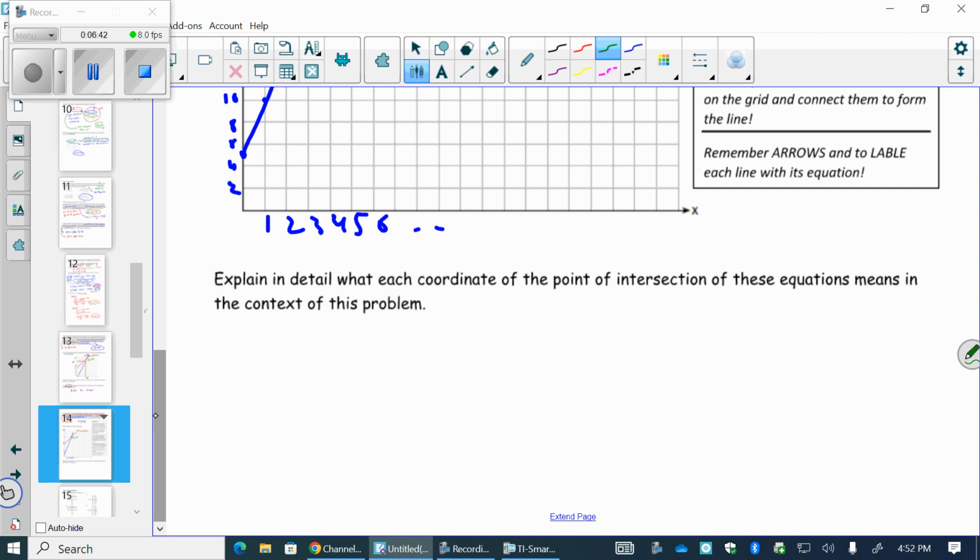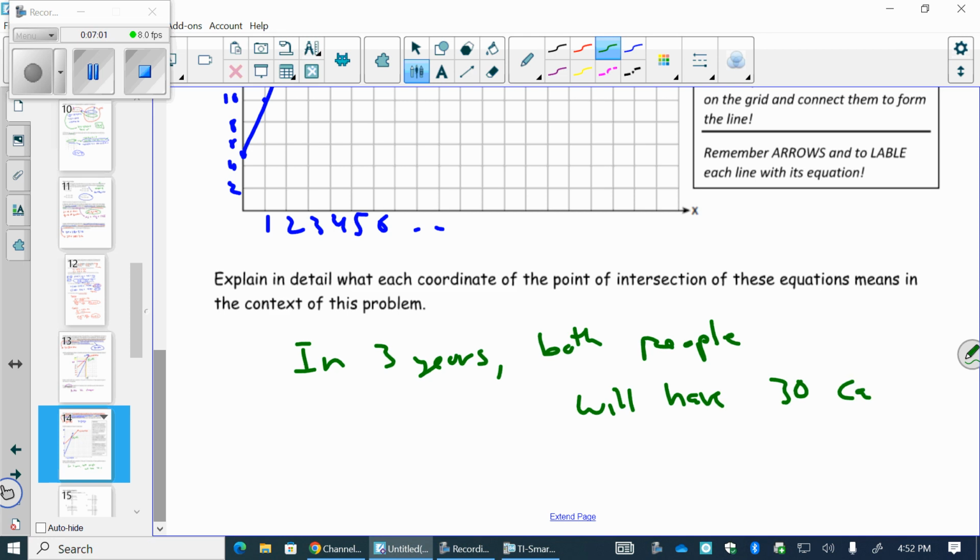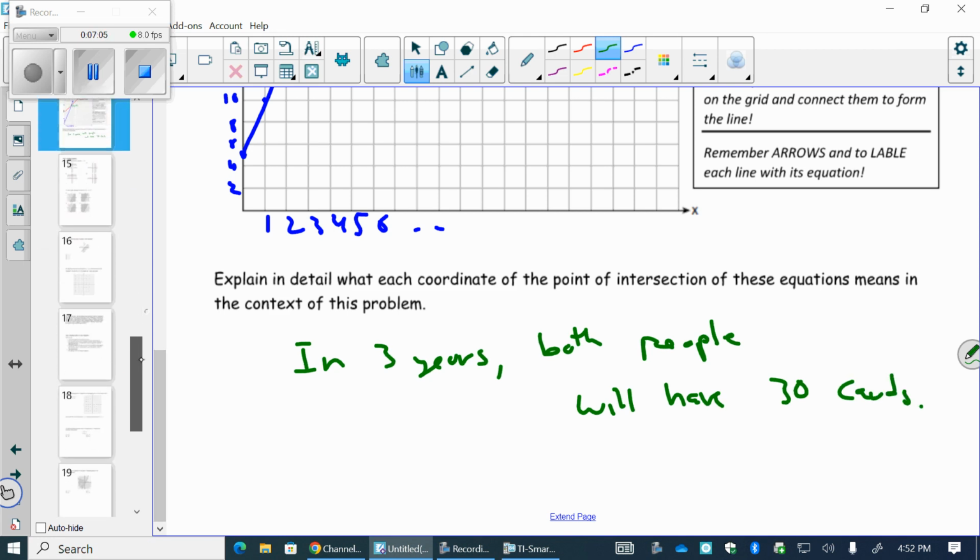Explain what this means. So, in the context, what that means is, remember, this is the number of years that have been collected. So, in 3 years, both people will have 30 cards. Okay, that takes care of that. Let's look at a few more questions.